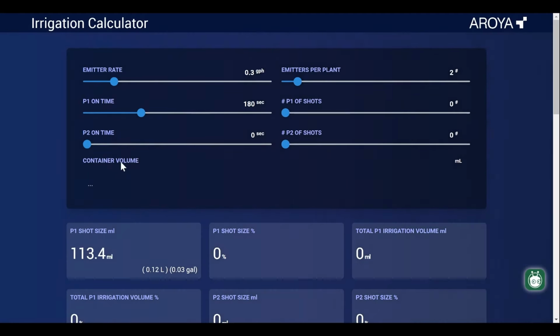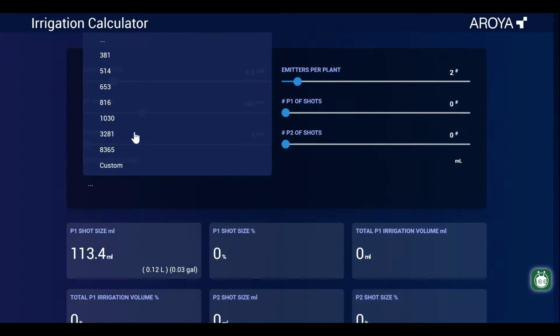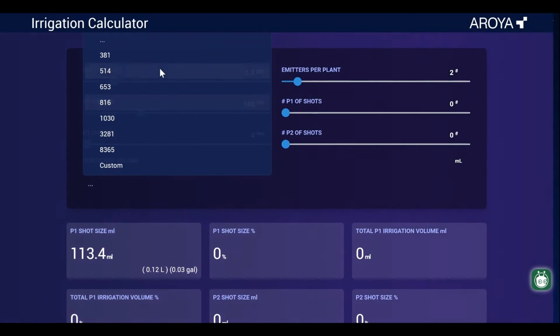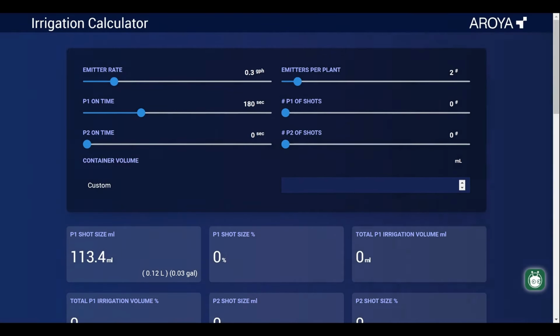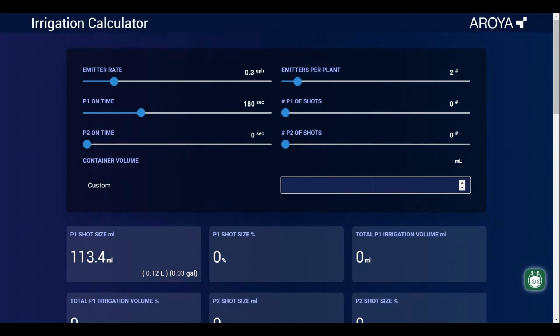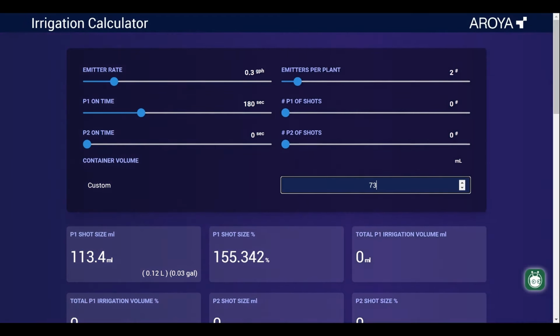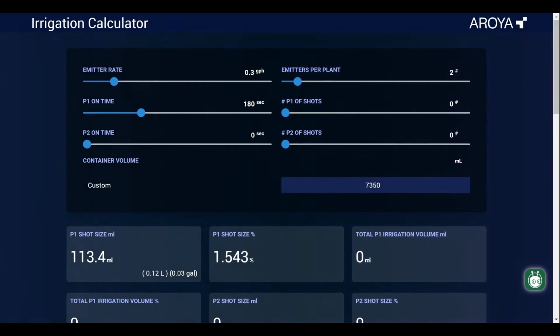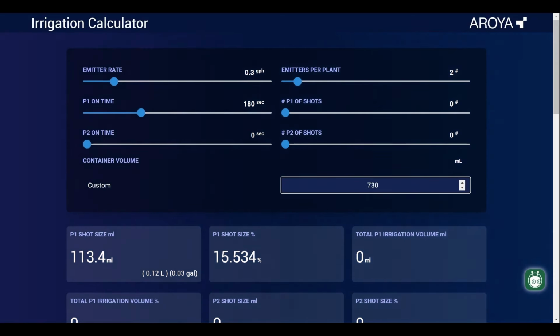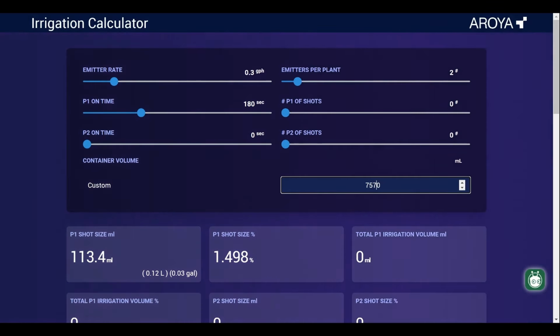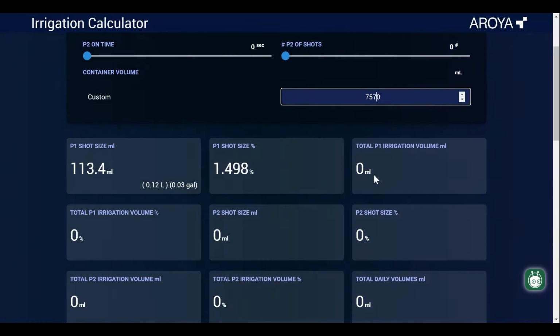And one of the first things we need to do is talk about our container volume. So you click on this here, and we have some very common Rockwool volumes in here already for cocos and stuff. You might want to do a custom. These are all in milliliters, so just do a quick calculation. If you're using like a 2 gallon, for example, we're about, I think, 7350, somewhere in there. I might just get the exact numbers from the internet here. Do a quick calculation. 7570. So that's going to be the number of milliliters that we're looking at.